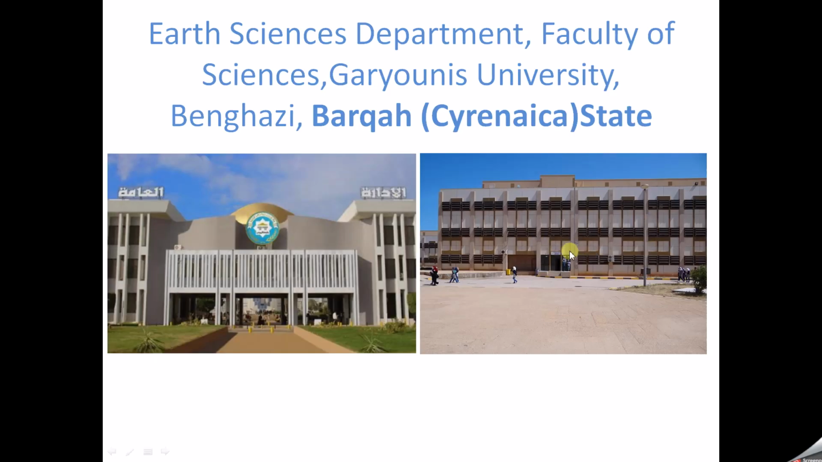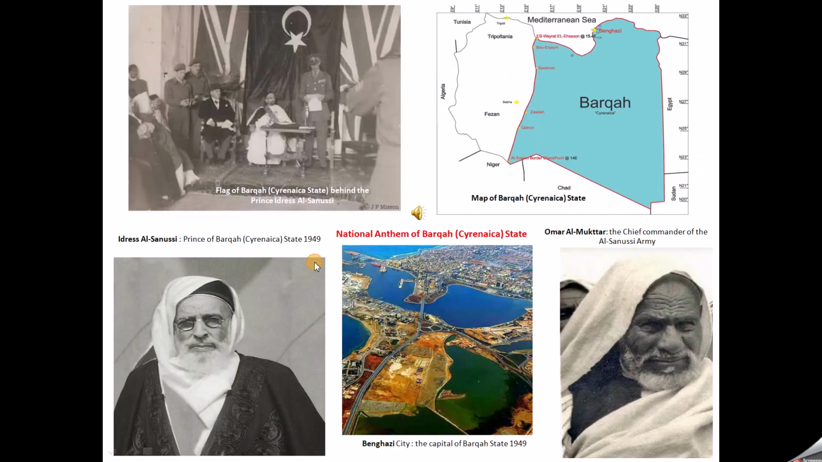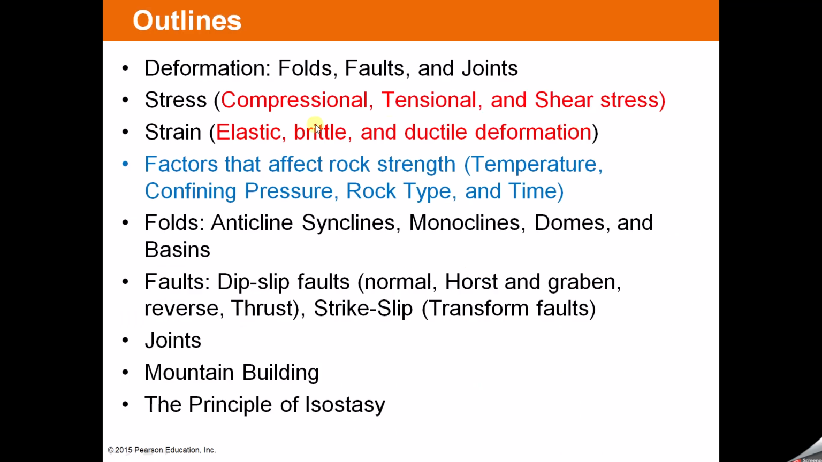This is the Department of Earth Sciences at Yunus University, and this is the main entrance of Yunus University. This is Prince Idris Sanusi, Prince of Barga State or Cyrenaica State, and here is the flag of Barga State behind Prince Idris. This is the capital of Cyrenaica State, Benghazi. And this is the chief commander of the Sanusi army, Omar al-Mukhtar. And this is the map of Barga State or Cyrenaica State.